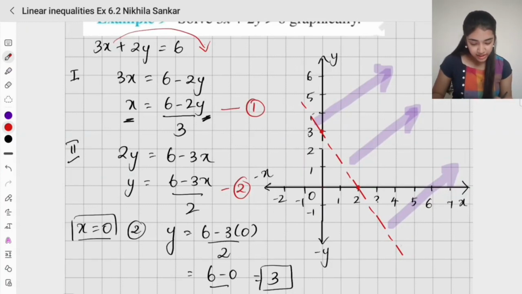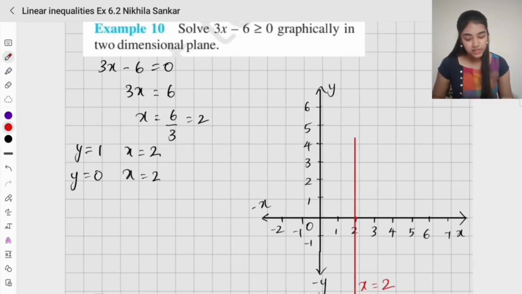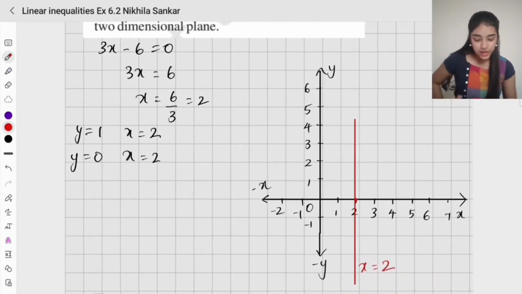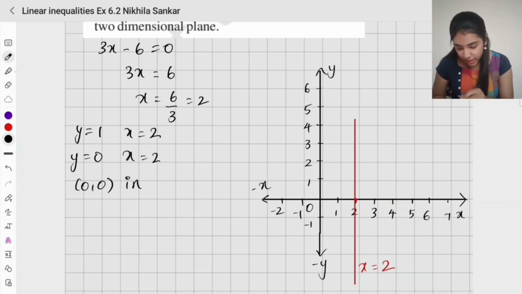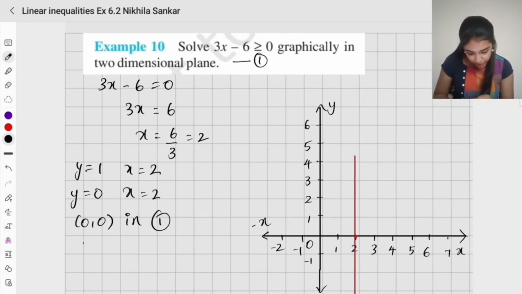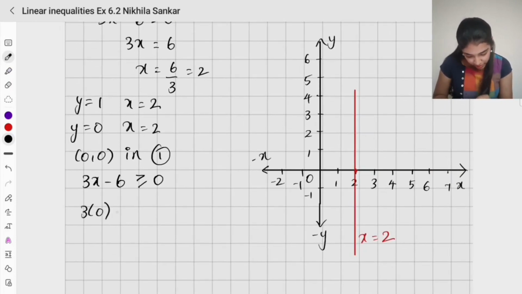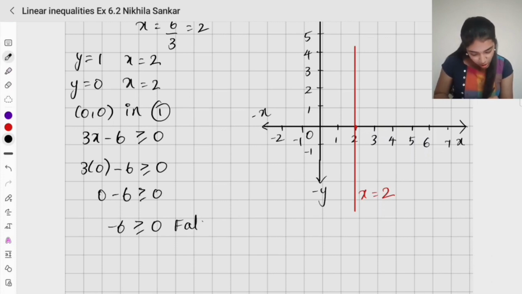For the question, let me just write the equation. Okay. So what is this? This is the graph of 3x plus 2y equal to 6. Please always mark the equations in the question. So x is equal to 2. So this is the equation. Now where does my solution lie? Now I am going to substitute 0, 0 in the inequation. So this is my inequation. This I am going to mark as 1. 0, 0 in equation 1. So 3x minus 6 greater than or equal to 0. Substituting the value of 0, 3 times 0 minus 6 greater than or equal to 0. 0 minus 6 greater than or equal to 0. So this is false. So 0, 0 is not included in the solution set.